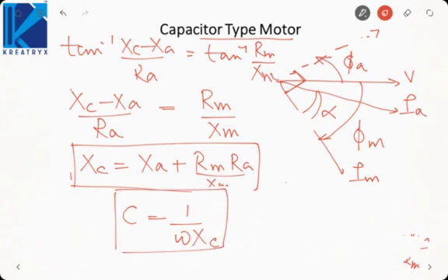Okay, so that is how we can find the value of capacitance required to make both the currents at 90 degree, so that we can have the maximum starting torque.